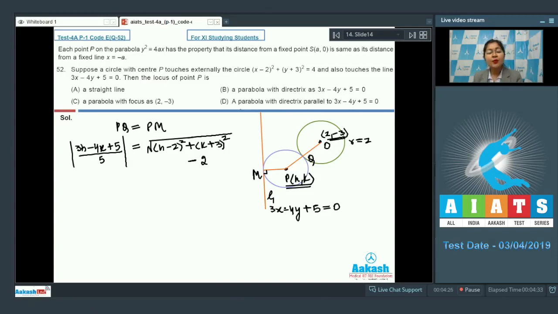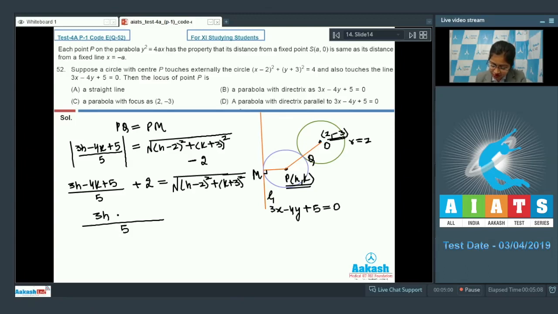Here it can be seen that when I put (2, minus 3) in the line, it gives me a positive quantity. Hence when I put (h, k) in the line, it will also be positive. So the modulus can be removed very safely. So we get 3h minus 4k plus 5 upon 5, minus 2 can be brought to the left hand side, plus 2 is equal to under root of h minus 2 whole square plus k plus 3 whole square. So taking LCM as 5, we can write 3h minus 4k plus 15 is equal to under root of h minus 2 whole square plus k plus 3 whole square.